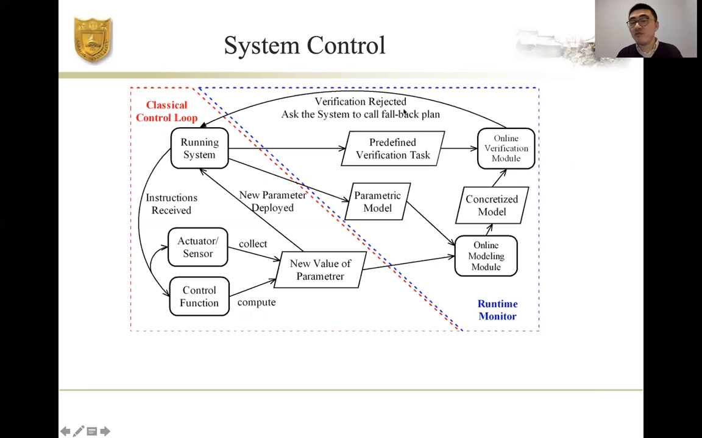If we find it's not safe, we reject these parameters and ask the system to call a fallback plan. For example, in the train control system, we will just stop the train. And for the surgery system, we stop the surgery and keep pumping oxygen to keep the patient alive.